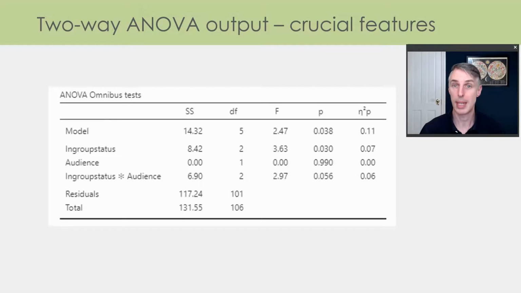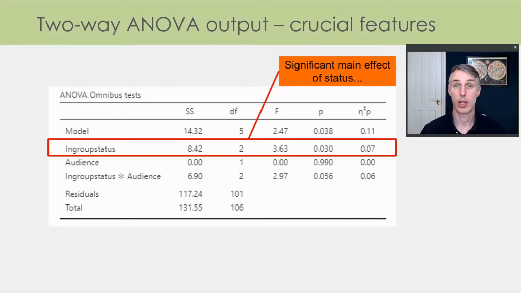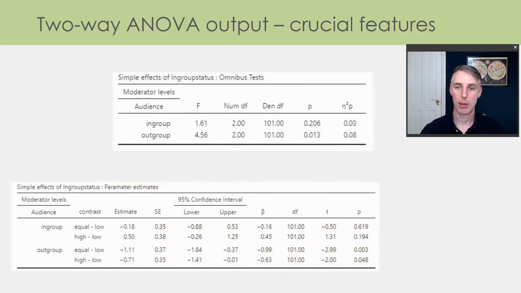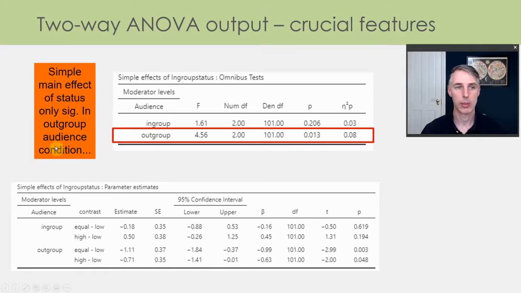All right, so this is the main ANOVA table. What we have here is a significant main effect of status. So it seems in this instance, the overall main effect of status is significant. And the interaction is not quite significant. The p-value is not quite significant at the 0.05 level. Assuming we had already specified, as we did, that simple main effects were what we wanted to look at, we can still go ahead and have a look, with the big caveat that the interaction itself is not significant. Here we have the simple main effect of status only significant in the out-group audience condition, not in the in-group audience condition.